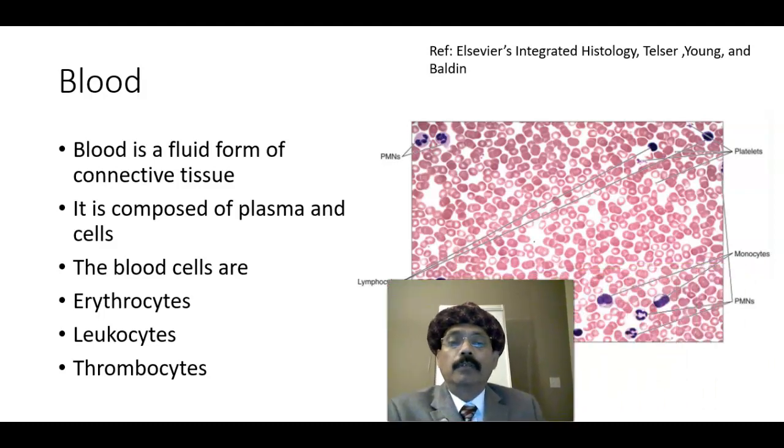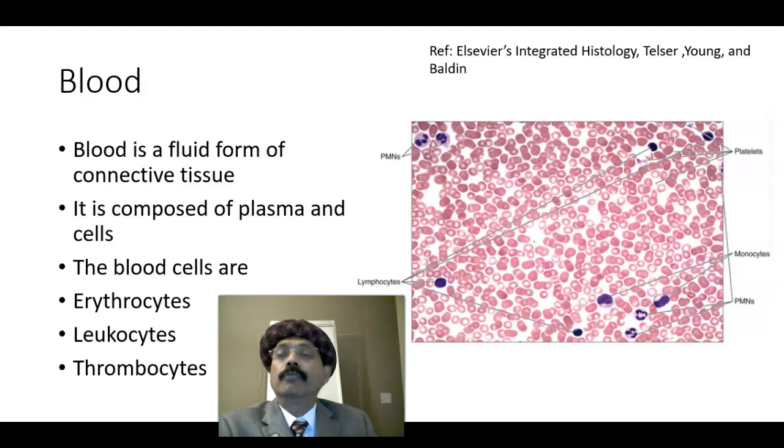We'll start our lesson on the histology of the blood. What is blood? Blood is a fluid form of connective tissue. It is composed of plasma and cells. Plasma is the fluid portion. The blood cells are the erythrocyte, leukocyte, thrombocyte. Erythrocytes are also called red blood cells. Leukocytes are called white blood cells or WBC. Thrombocytes are also called platelets.